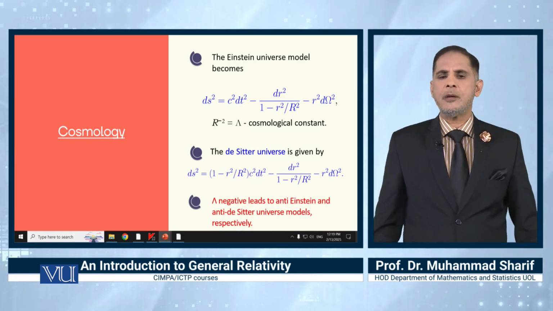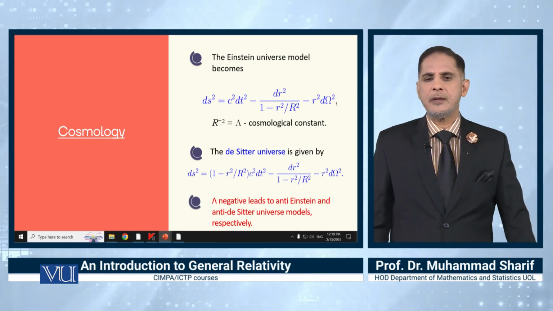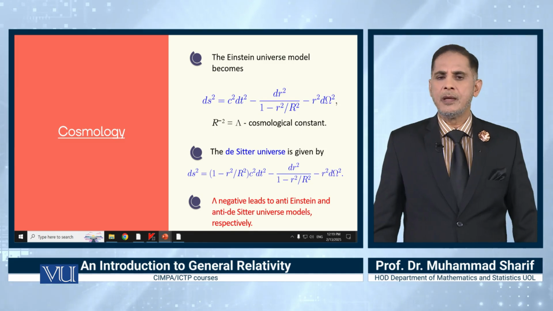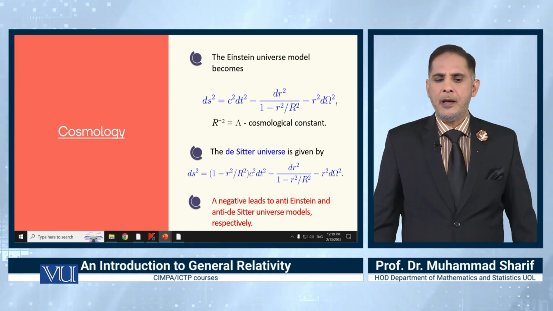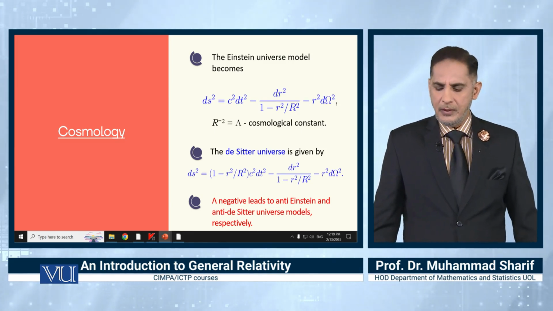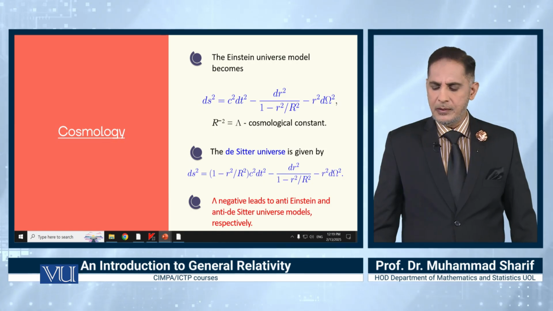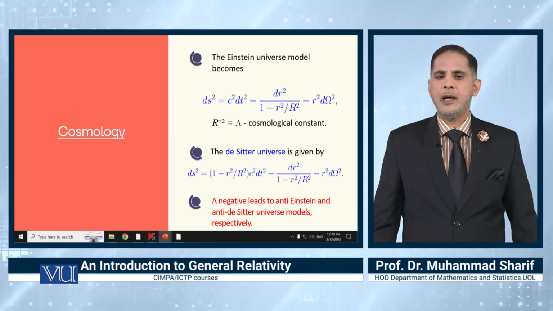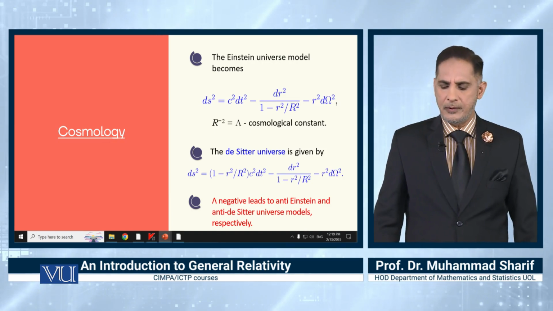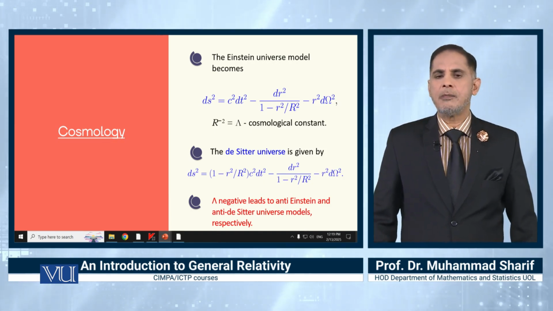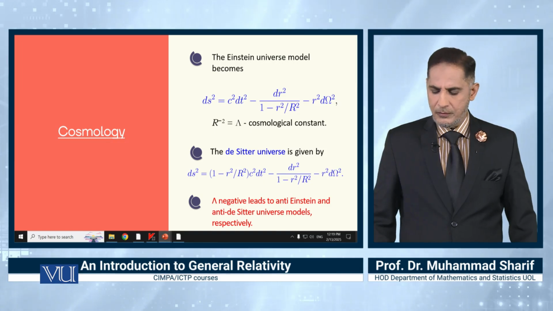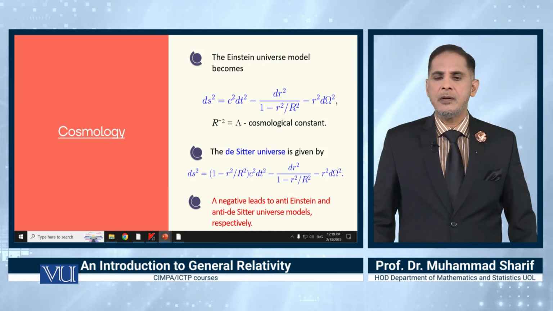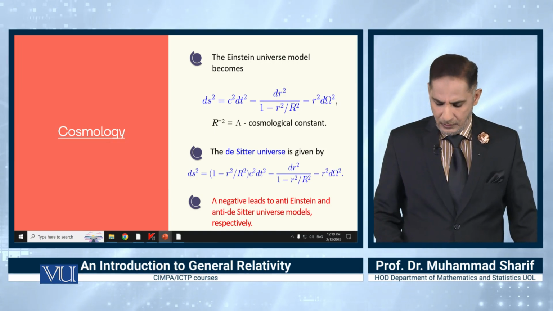Now we can have three possibilities for the cosmological constant. Number one, it is 0, and in the case of 0, we have found two solutions that were not viable. Number two, it can be positive, and in this case we have found the Einstein universe model as well as the de Sitter universe model. Number three, it can also be a negative quantity. In that case, we have anti-Einstein universe and anti-de Sitter universe models.